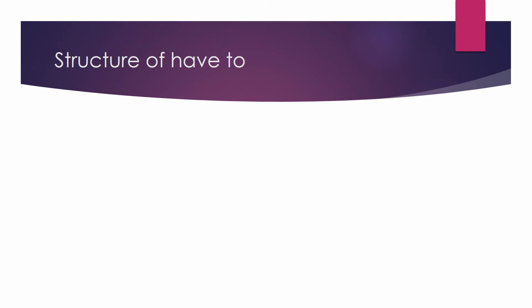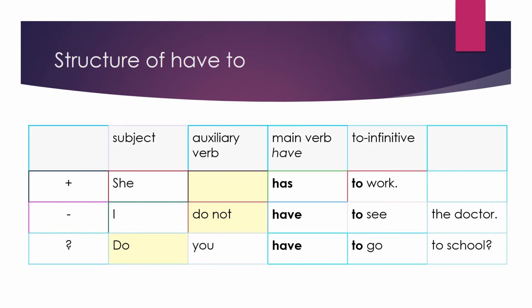Structure of have to. This is how we write sentences. So pay attention. We're going to start with a subject. After the subject, we have the auxiliary verb. After the auxiliary verb, we have the main verb in the infinitive form. I'm going to leave you this chart for a couple of seconds so you can analyze it in detail.